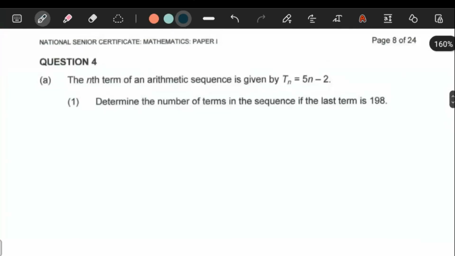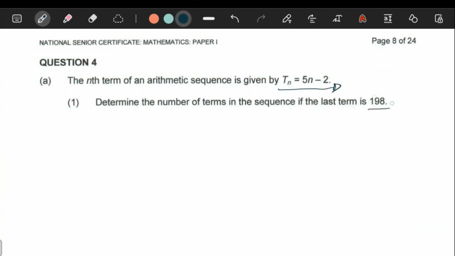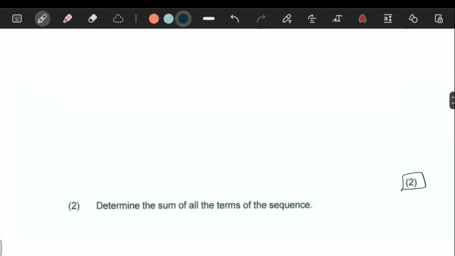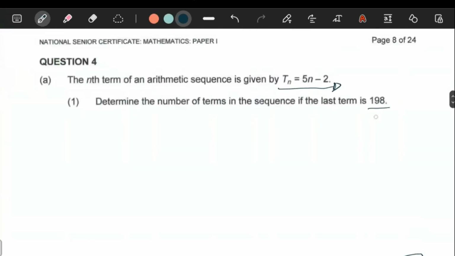Question number 4. It says, the nth term of an arithmetic sequence is given by this. Determine the number of terms in the sequence if the last term is 198. Straightforward question. This is the position of the last term, right? They want us to find the number of terms, so you make Tn equal to 198. Solving for n will give us the position of the last term, and that tells us the number of terms in the sequence.